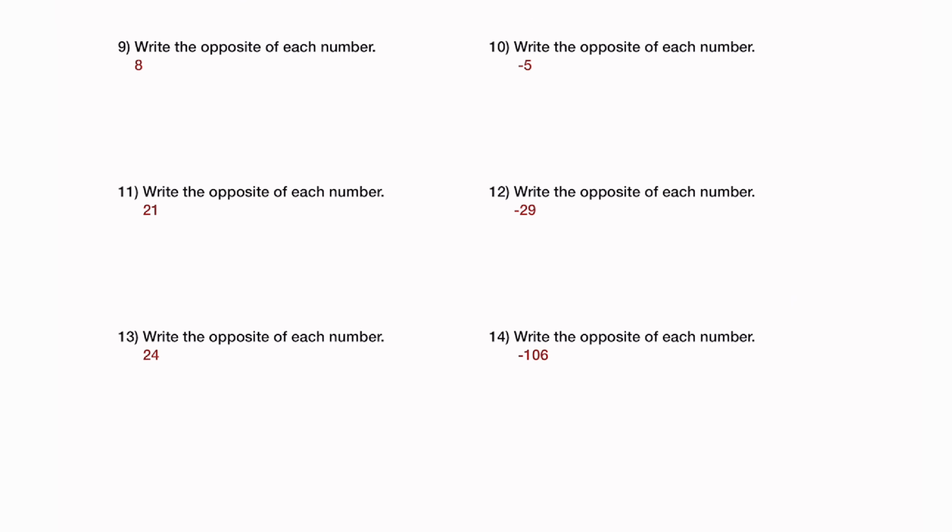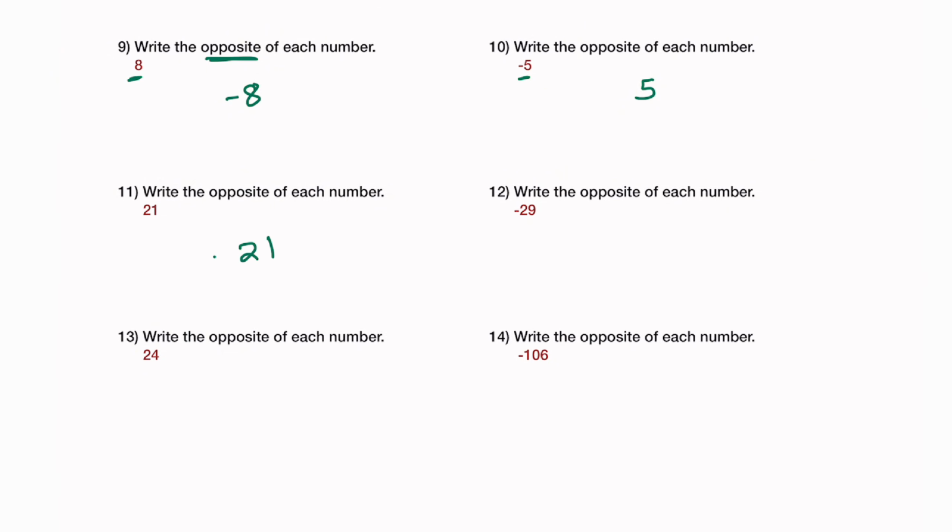Ready for the next? Now in these questions, we have to write the opposite, and writing opposite is what? If it's plus, you write minus. If it's minus, you write plus. So just writing the opposite of it. So it's plus 8, right? Nothing means plus. So the answer is minus 8. Question 10, it's minus 5. So it's going to be plus 5. So plus 5 is just 5.